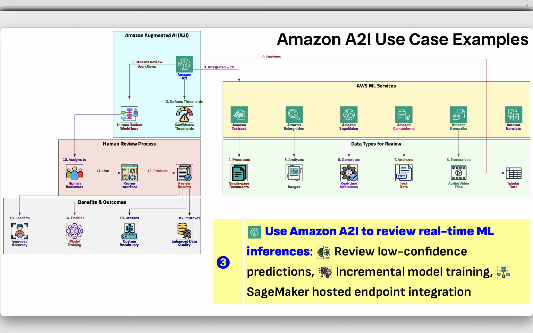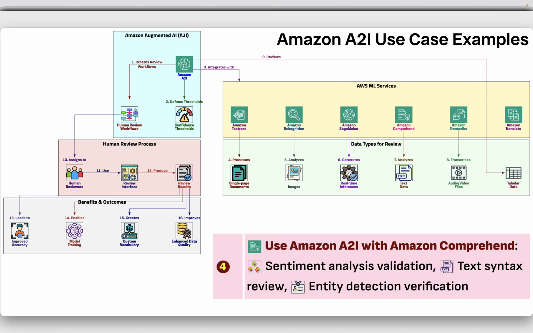Third, use Amazon A2I to review real-time machine learning inferences. So you can use A2I to review real-time, low-confidence inferences made by a model deployed to a SageMaker AI hosted endpoint, and incrementally train your models using Amazon A2I output data.